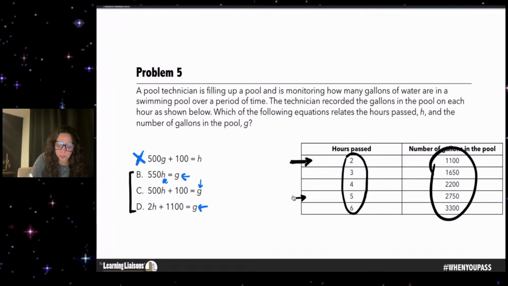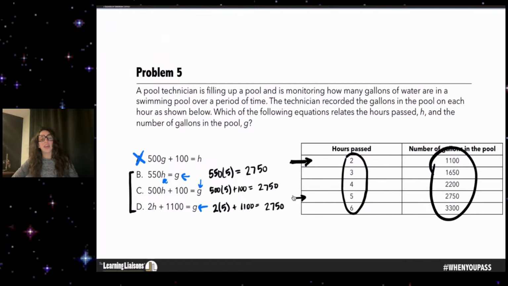So 550 times 5 should equal 2,750. 500 times 5 plus 100 should equal 2,750. 2 times 5 plus 1,100 should equal 2,750. That's how I'm going to figure out which equation is right.